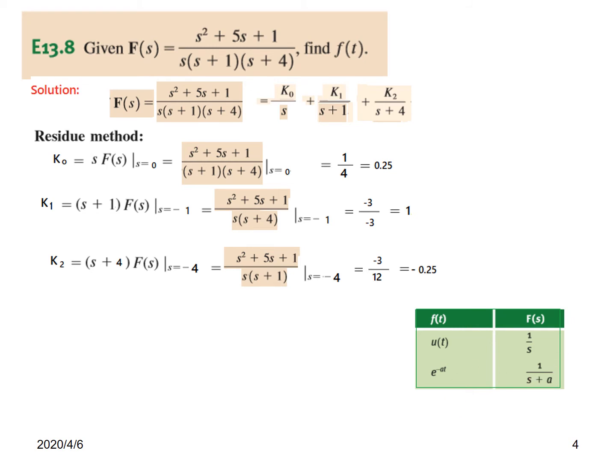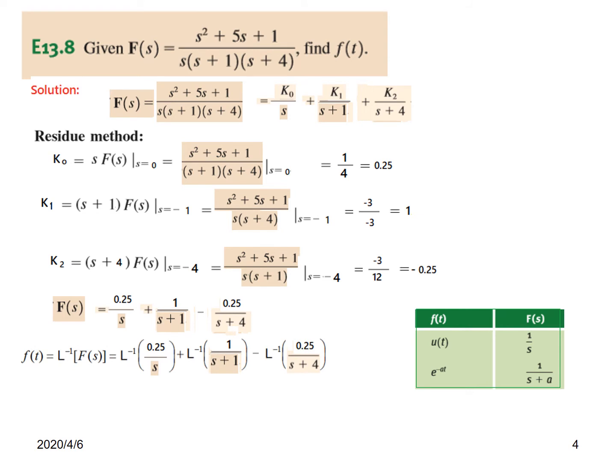So let's plug in the values here first of all. So these are the values of F(s), and now we'll use this formula. We're going in the reverse direction. We have the s domain given, we have to find the time domain. So 1 over s will be u(t), and 1 over s plus a will be e raised to the power minus at. So using this formula, f(t) will be the Laplace inverse of this, Laplace inverse of this, and Laplace inverse of this.